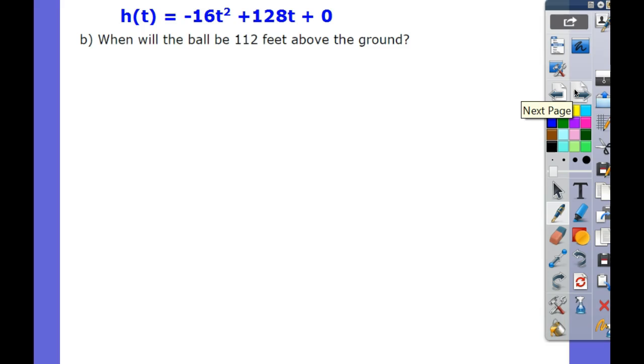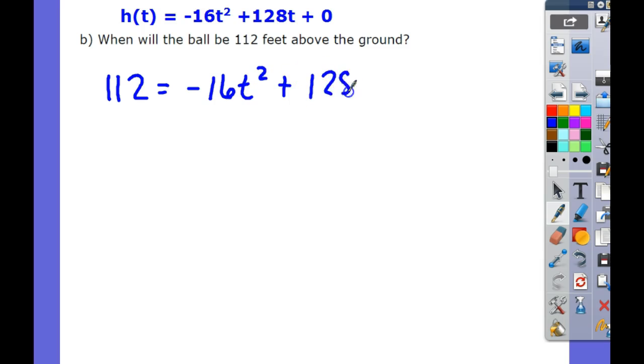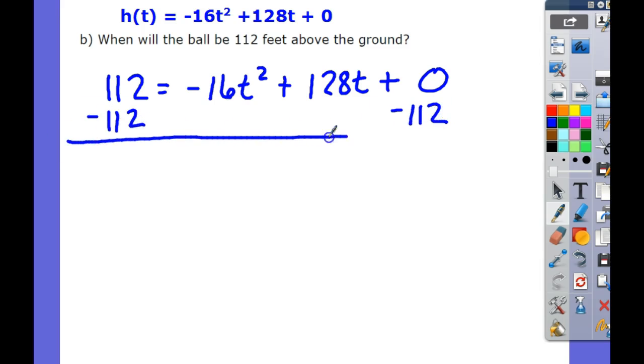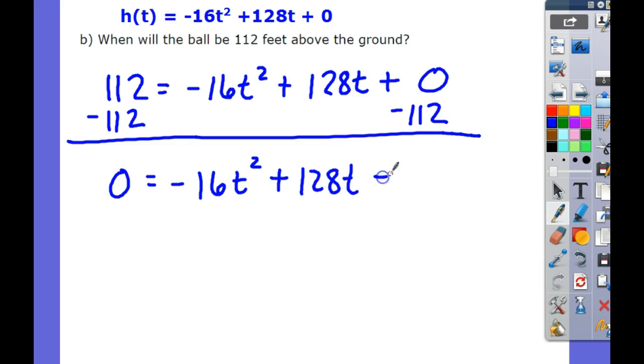Part B. When will the ball be at 112 feet above the ground? 112 equals negative 16t squared plus 128t plus 0. This is the initial velocity. This is the initial height. In order to solve it, either by factoring or by the quadratic formula, I need to have it equal to 0. So I'm going to subtract the 112. The easiest way to solve it is to factor. Does 16 go into 112? Can I factor out a negative 16?